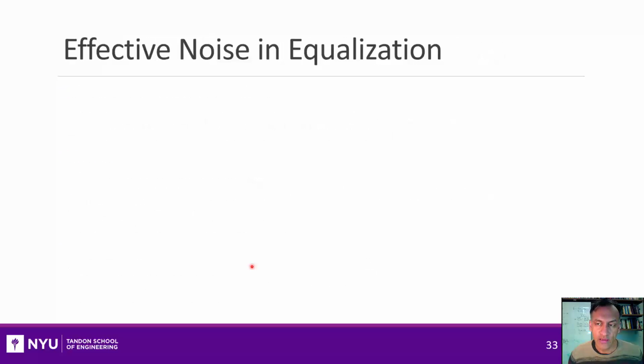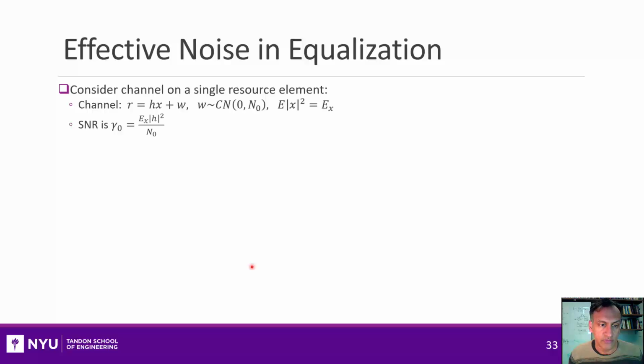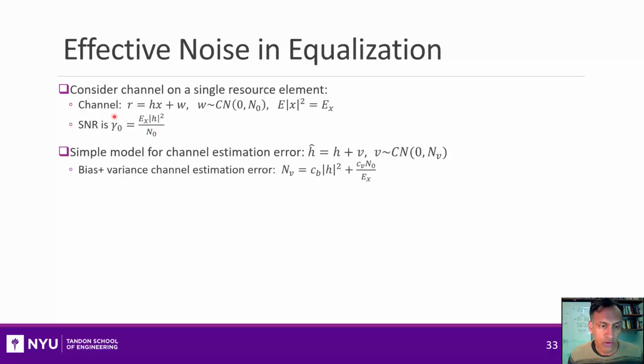Now let's look at the effect of this when we actually apply this noisy channel estimate in equalization. We'll see a very interesting effect, a way to understand bias and variance from a communication perspective. So here's our channel. We have R equal to, let's say on a sounding symbol, Hx plus some noise, where the noise variance is N0 and the signal energy is Ex. Remember that if we knew the channel perfectly, the SNR would just be Ex times H squared divided by N0. Let's call that value gamma naught.